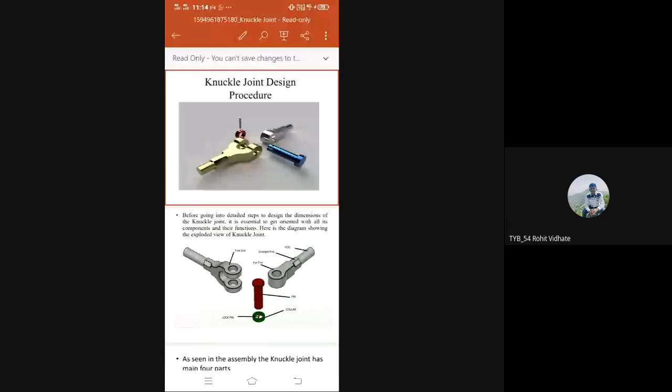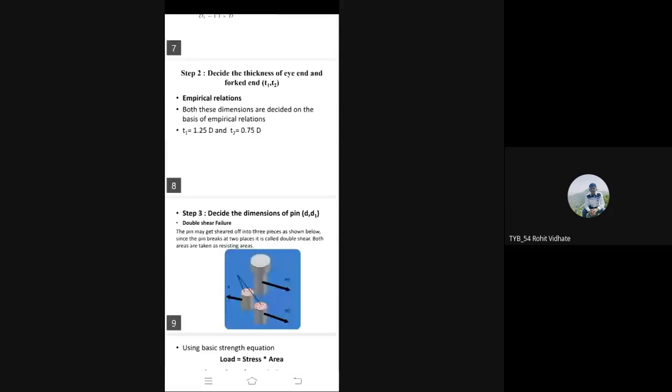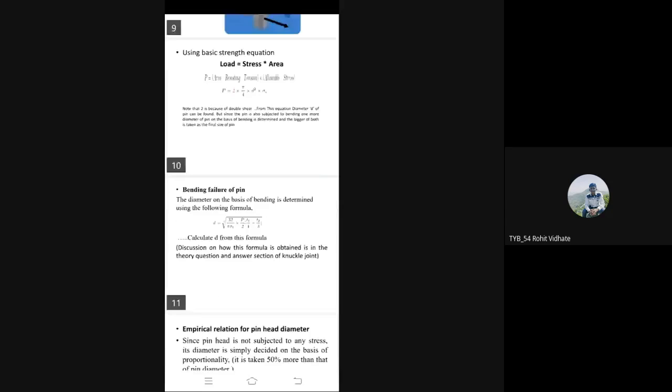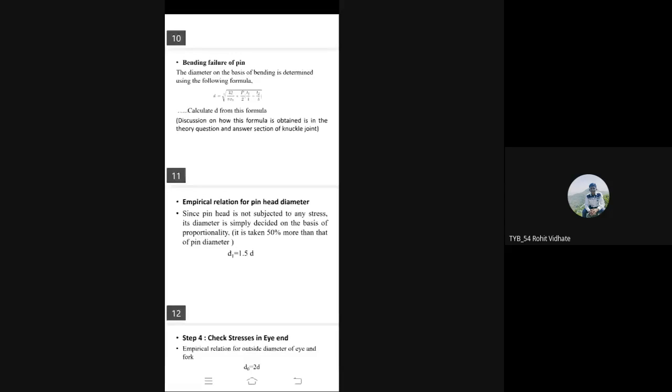To start our lecture, last time we have seen the various steps involved in designing a knuckle joint. Now we are going to see the further part of this knuckle joint. We have seen the major stresses induced in the various parts of the knuckle joint. We started from the single eye section, came across the double eye, then the pin, and we have calculated the various dimensions which are required.